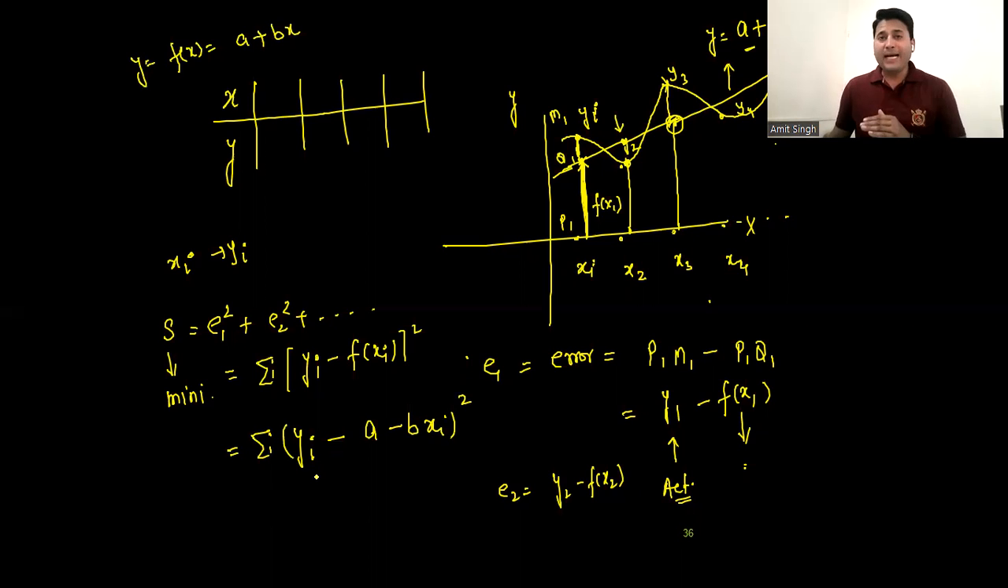Now there are many methods for maxima and minima. We can use any of them. Why are we doing this? To find the values of A and B.